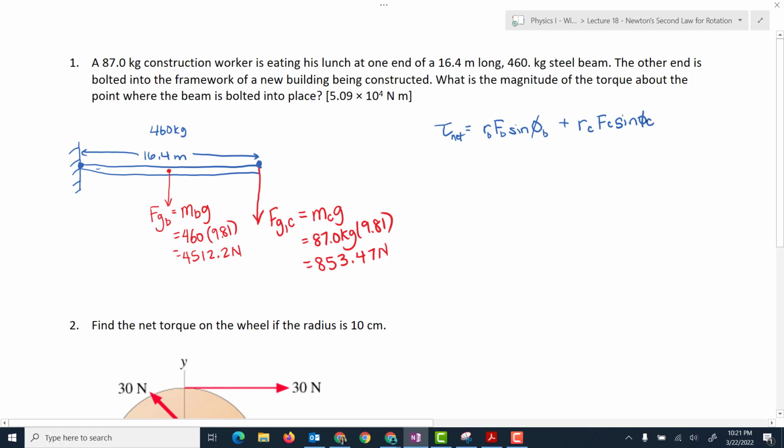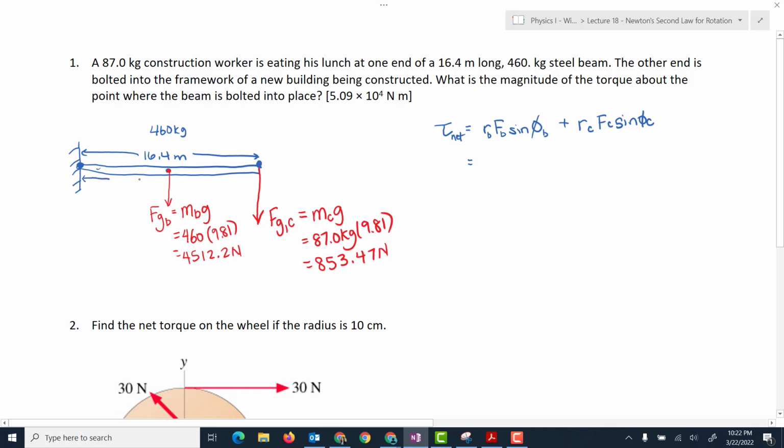Okay, so we're trying to find the net torque here. So we're adding up all of the torques that are caused by the individual forces that are applied to this beam. Okay, so first one, we have the beam's r times the force of the beam. So we're talking about the force of gravity of the beam, which is 4,512.6 newtons. We're multiplying that by the r of the beam, which means the distance from the axis of rotation to where that force is applied. Because we're putting the force of gravity of the beam at the center of mass, it would be right in the center of the beam, which is 8.2 meters away from the axis of rotation, right?